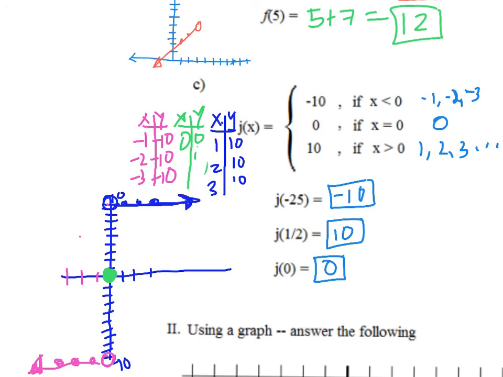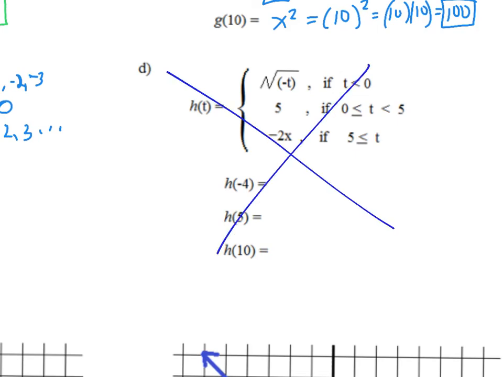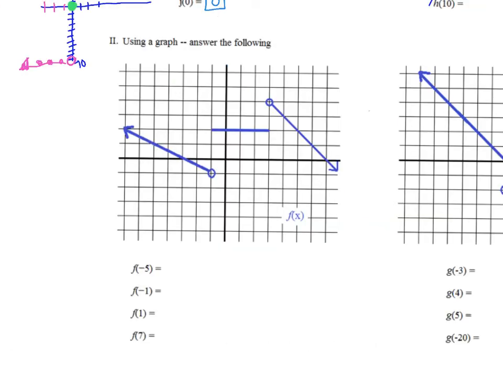Okay, I'm skipping D. So on this part 2 here, they're asking me for -5. So 1, 2, 3, 4, 5, negative. And if I look at the graph, where am I? At 1. So -5, 1. So 1 is my answer.